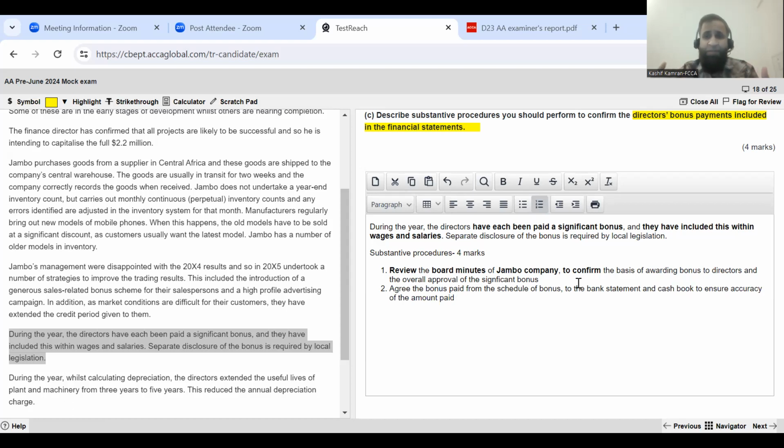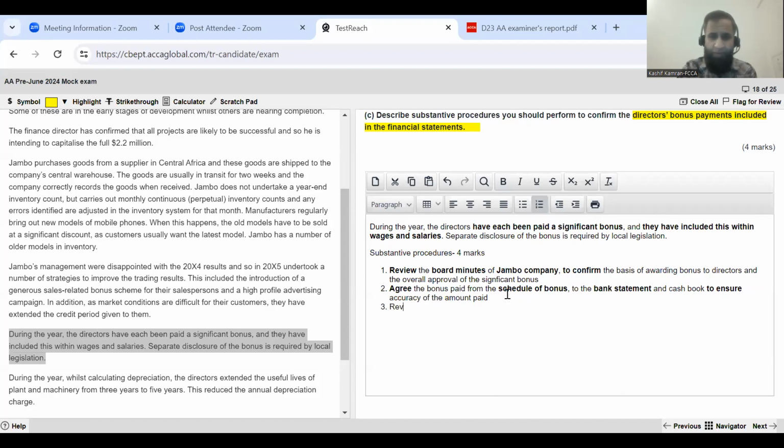So because the bonus has been paid, I can check them to the bank statements. I can check the bank statement back to the schedule of bonus, or I can agree the schedule of bonus to the bank statement to ensure it is the right amount, right? What's coming in the schedule is also coming in the bank statement. There is no discrepancy between the bank statement amount and the schedule amount. Both should be same. So to confirm the accuracy, agree is the action. Schedule of bonus is the subject matter. Bank statement is the subject matter. To ensure is the purpose.